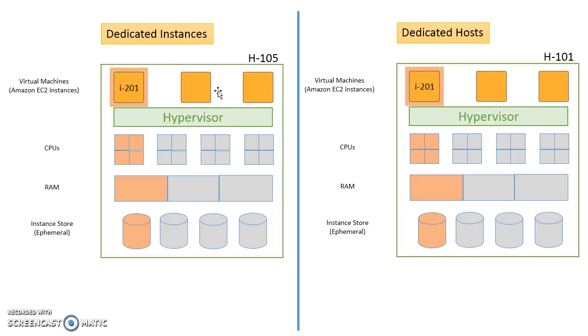So in case of dedicated instance, AWS ensures that your instance is launched on a physical host where only your dedicated instances would run. What does that essentially mean? It means on this physical host H105, only your dedicated instances, meaning the dedicated instances of a particular type from your AWS account only, will run.